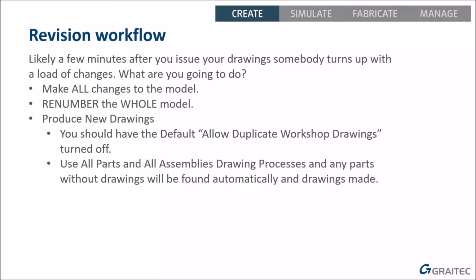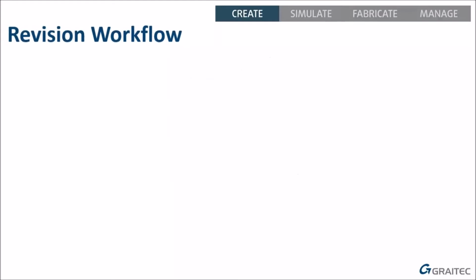So if you have that toggle set, it's really easy to create any missing drawings. You haven't got to try and keep track of what's going on. You'd have to rack your brains, try and select the new parts in the model. You're not going to have a clue where half of them are. The system just takes care of it all for you. Let the system do the hard work. That's halfway through the workflow.